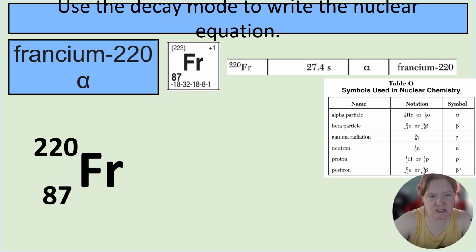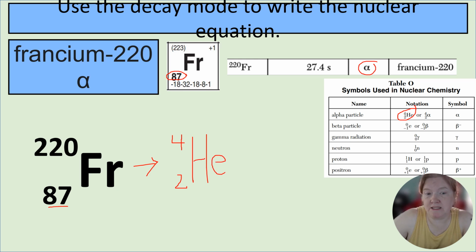All right, let's look at this one. Francium-220. Again, I have the atomic number here, but I don't have to, I can look it up on the periodic table. This is going to decay using alpha decay, which means it's going to look like this. So a 4, 2, He. That's what I know it releases, and then something else.